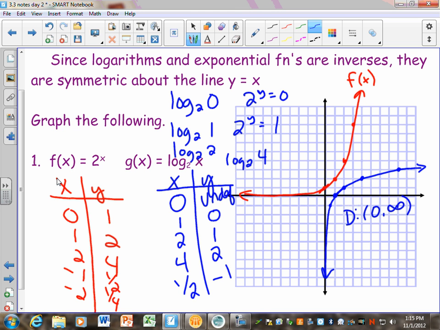What's my vertical asymptote on this? Sean? X equals 0. Remember, with vertical asymptotes and domain, they're the same number. So if you know one of them, you know the other one.